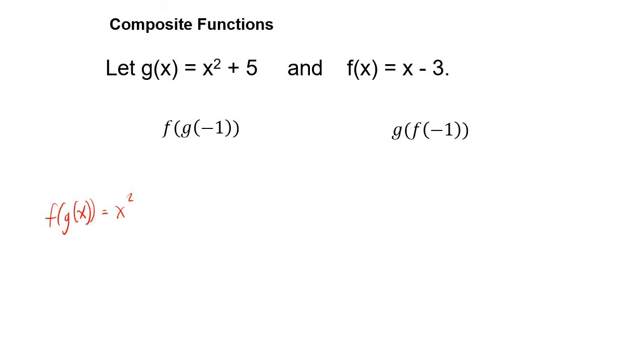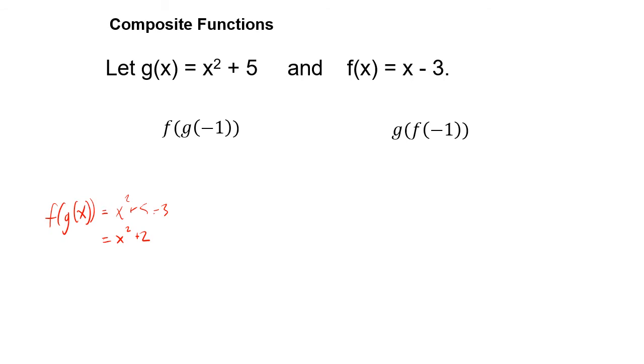did I do that last problem wrong? I don't remember what it was. F of g of x would be f of, so it's x squared plus 5 minus 3. I think I screwed that up in a previous problem, but that's okay. So this would be x squared plus 2, right?